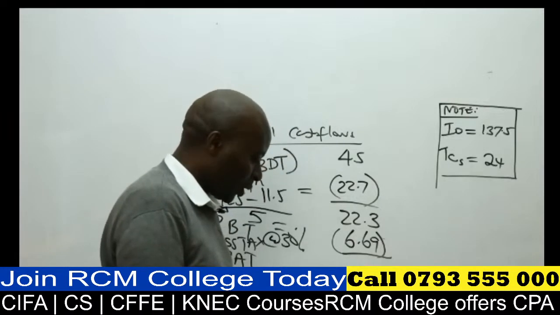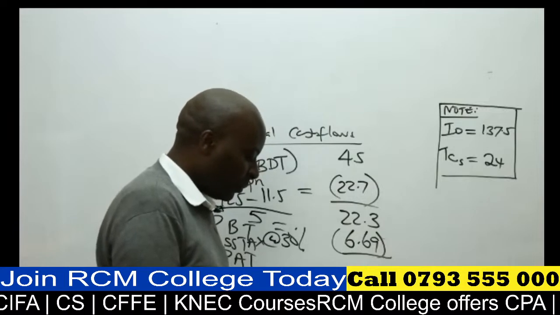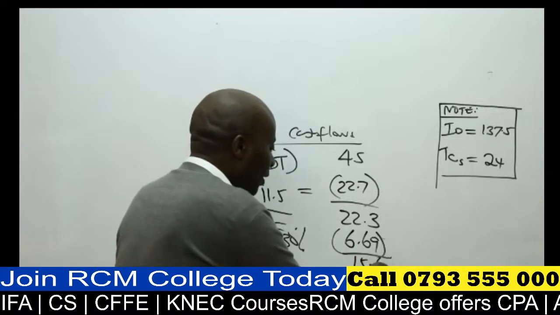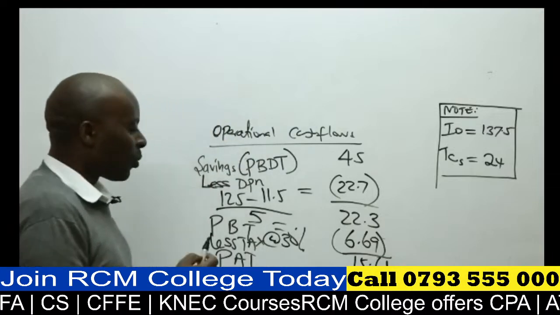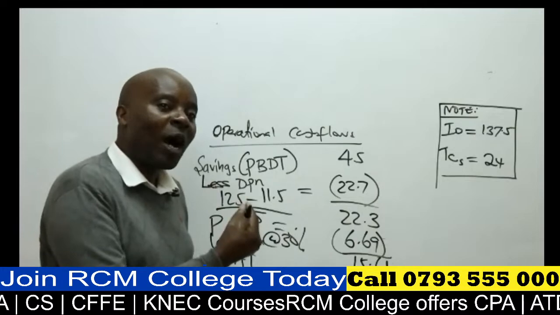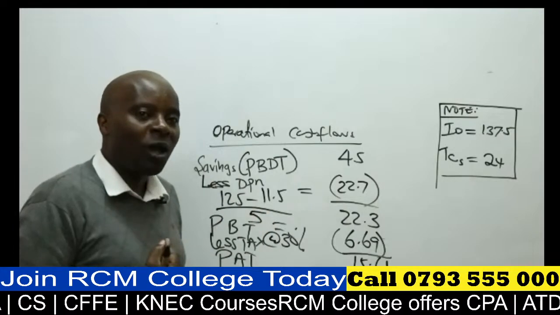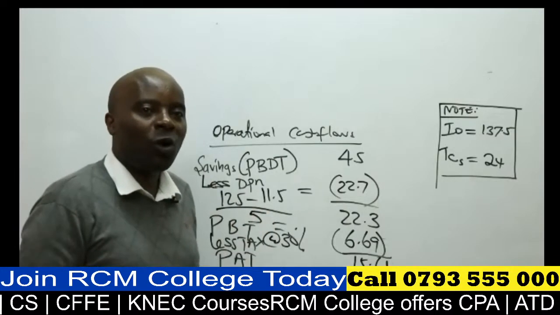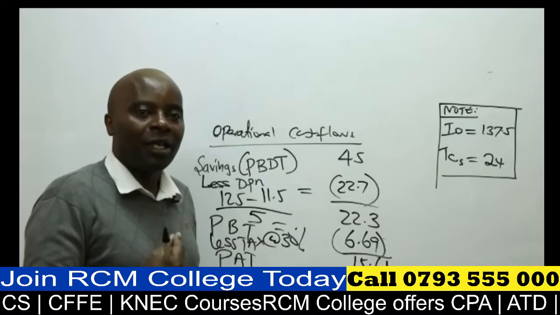22.3 minus the answer gives me 15.61. 15.61 is what we call profit after tax. Having gotten profit after tax, I should be able to know how to change this to a cash flow. How do I change this to a cash flow? Basically by adding back depreciation.